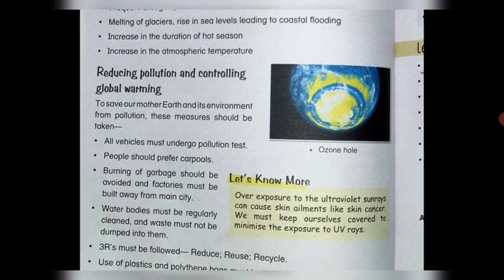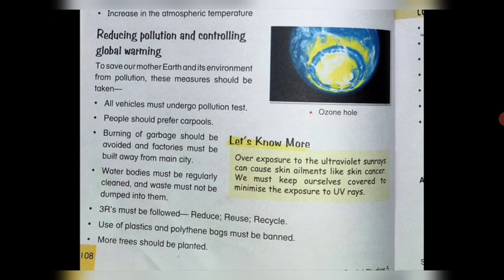Now, reducing and controlling pollution. To save our environment and our earth, we have to take various steps. All vehicles must undergo pollution tests. People should prefer carpools, and burning of garbage should be avoided. Factories must be moved away from the main city. Water bodies must be regularly cleaned and waste must not be dumped into them. The 3Rs must be used: reduce, reuse, recycle. Plastic and polythene bags must be banned, and more trees should be planted.